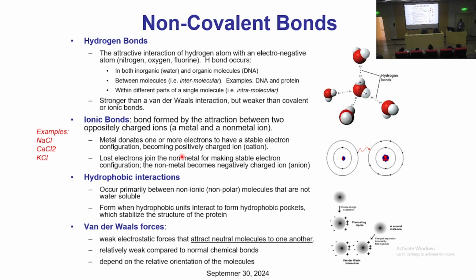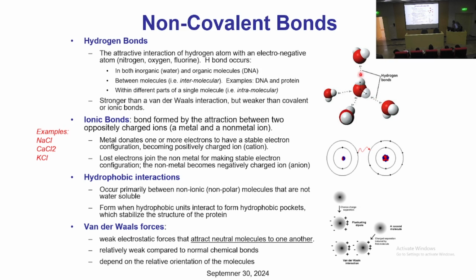So the first one is the hydrogen bond. In the hydrogen bond, there is an attractive interaction of hydrogen with an electronegative atom. Usually the hydrogen has a positive charge. So when the hydrogen interacts with electronegative atoms, the type of bond that is created is called hydrogen bond. So it's hydrogen with other negatively charged atoms. Here we have hydrogen, and here we have the negatively charged atom. So the bond here is called hydrogen bond.